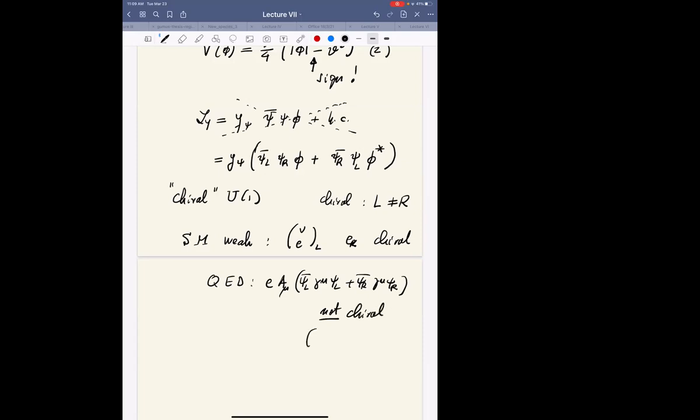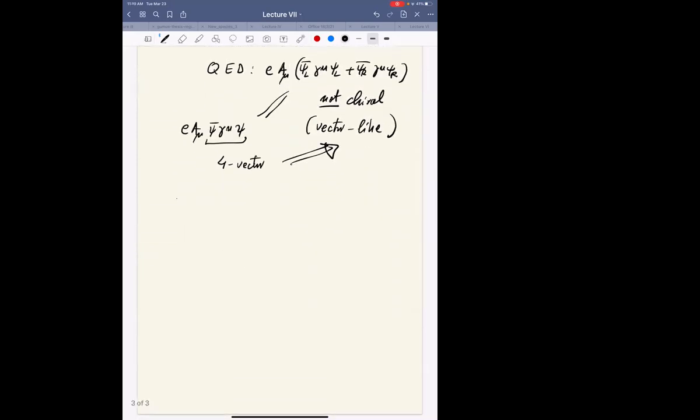Usually the name is vector-like. Why? Because you can write this as psi bar gamma mu psi, which looks like a vector, a 4-vector. This is a 4-vector. Hence the name vector-like. If L is different from right, there is no way you can write the vector. So once again, chiral, I should have written explicitly, is this interaction, nu L bar gamma mu EL W mu plus. So let me write what I mean by that, just to be clear. Nu R bar gamma mu ER W mu plus does not exist. So this is chiral.